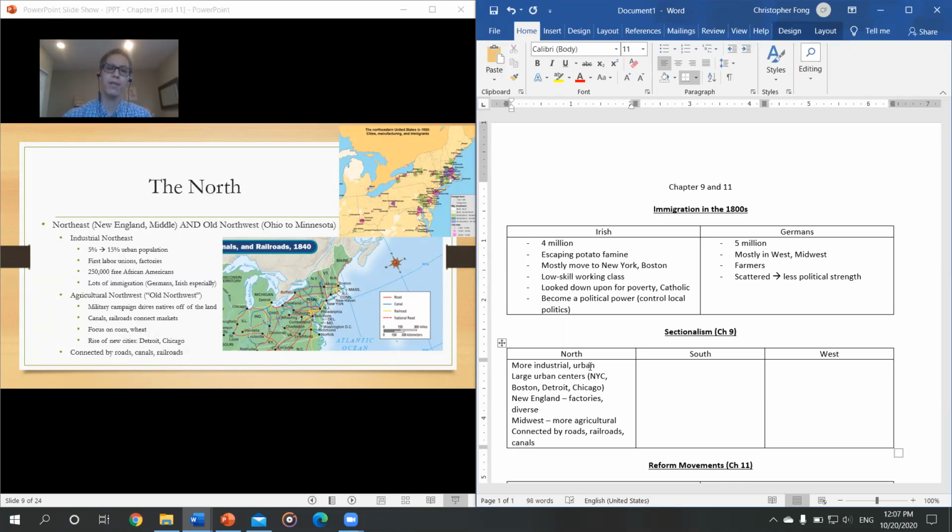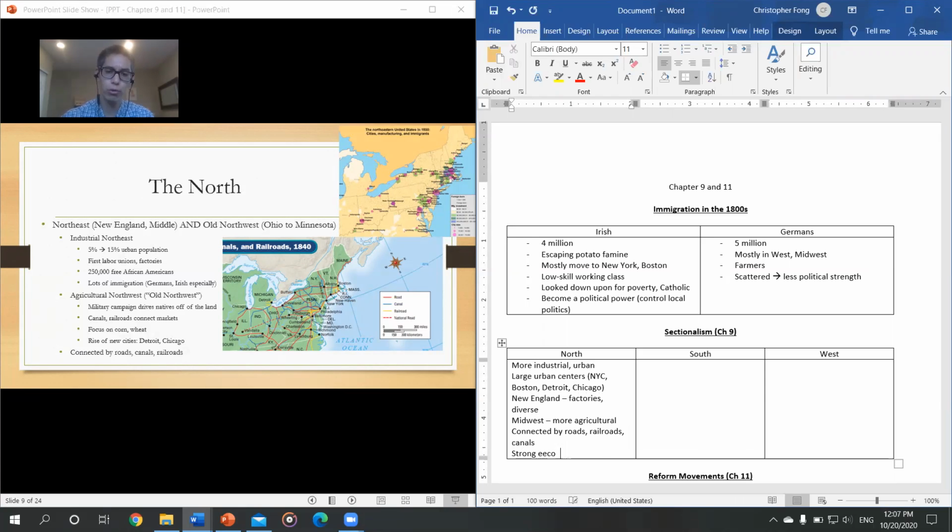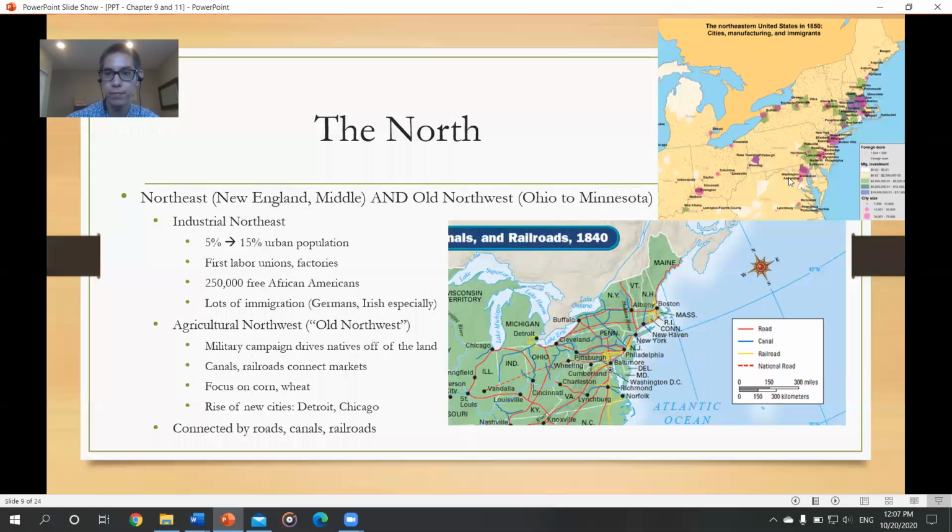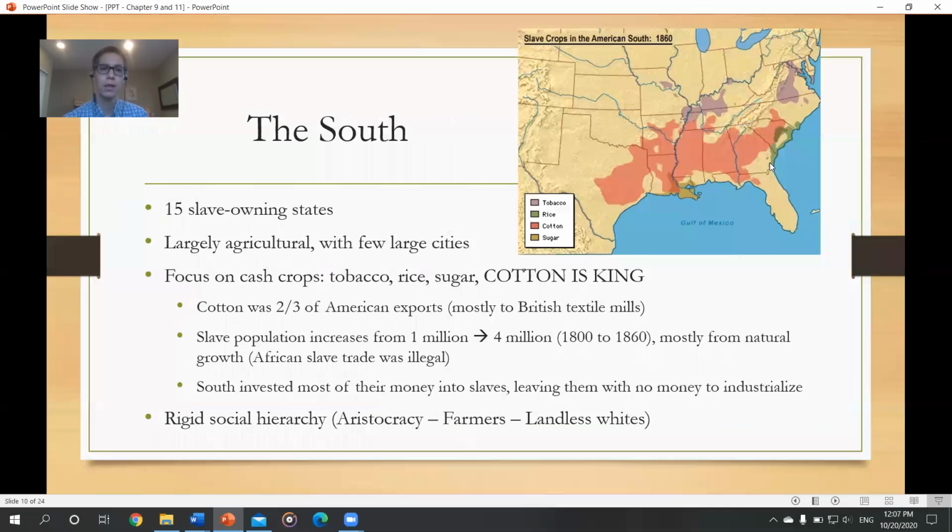And so there is a very strong economy, strong trade in the North. A lot of that, again, is because of the industrial centers. This map shows all of the factories, mostly in New England, but some in the Midwest as well. The South, on the other hand, is still largely agricultural with very few large cities.